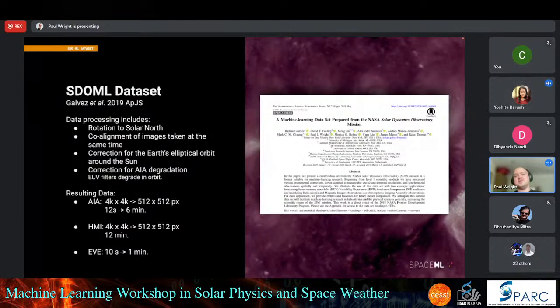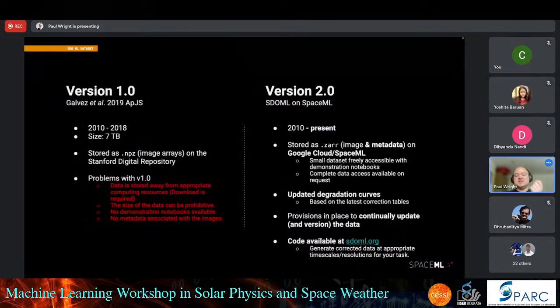But basically, the 2019 paper of this is version 1 of the SDOML data set, and we learned a lot from this. We originally only had 2010 to 2018 and at a size of 7 terabytes. We stored this as NumPy arrays on the Stanford Digital Repository, but there were a number of issues with this. The data is stored away from appropriate computing resources. Download is required. I personally don't have 7 terabytes of space on my local machine. And essentially, the size of the data is prohibitive, right?